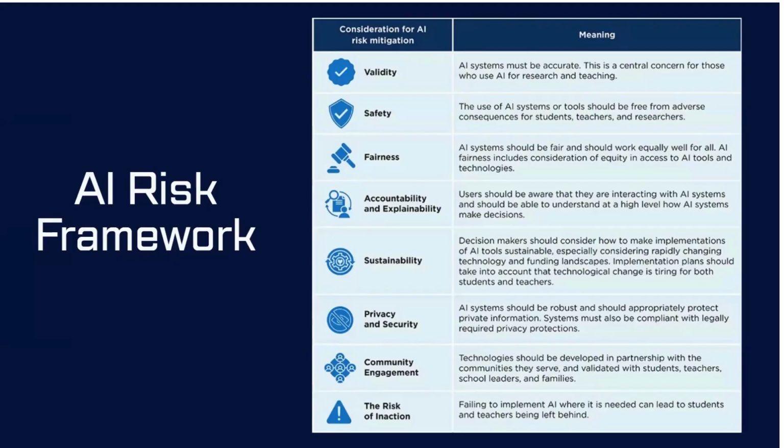So to be an effective educational AI tool, something must be valid, safe, fair, accountable, sustainable, private, community engaged, and implemented with awareness of the risk of inaction. And this is one of the risks I want to highlight because it's somewhat different in tone and valence than the other risks.